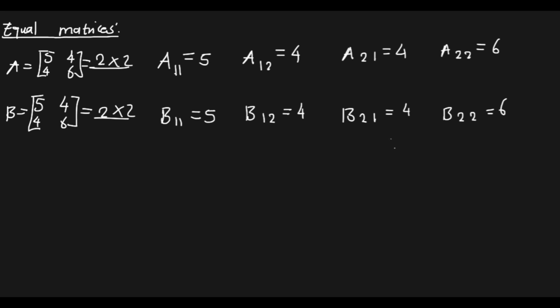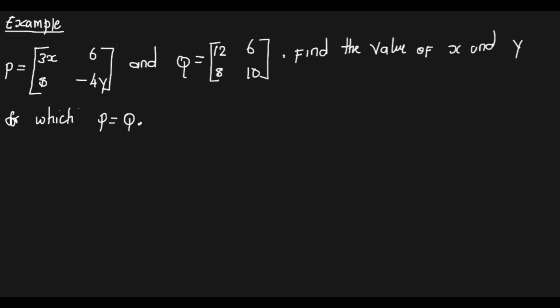Now let's look at an example of how we can solve problems with the concept of equal matrices. We have matrix P equal to this, and Q. The question is: find the values of X and Y for which P is equal to Q. So let's look at P, row 1 column 1. Here we have 3x.